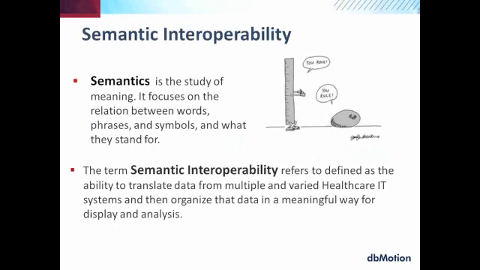So if you look on our website, you see that we do semantic interoperability. So what exactly is it? And semantics isn't a word that's unique to healthcare. It's everywhere. It's basically just the study of the words, meanings, and what they stand for. So what are these words that we're using in healthcare? What do they actually mean? The term semantic interoperability is the ability to allow all of your healthcare systems to interoperate with one another.